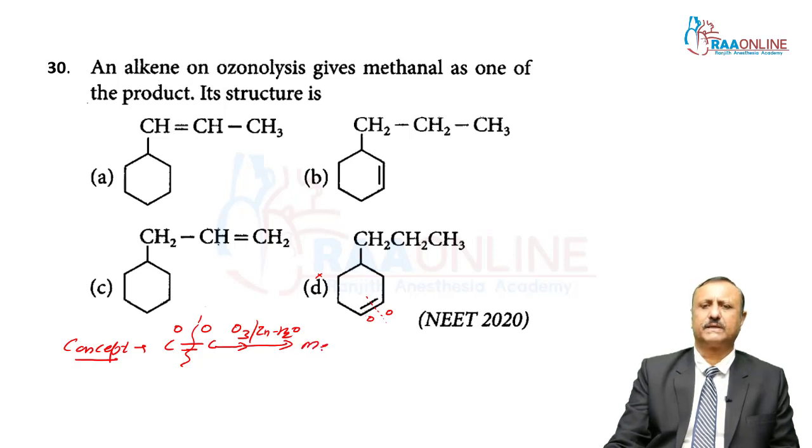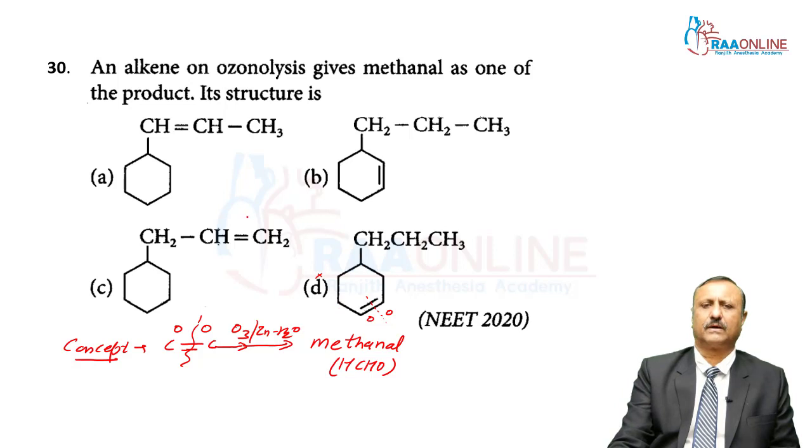What is methanal, my dear students? Methanal is the formaldehyde compound HCHO. Another name of HCHO is methanal. So my dear students, when you break this double bond and oxygen is attached, then the carbon gives aldehydes. But in this one, a different type of aldehyde is present.